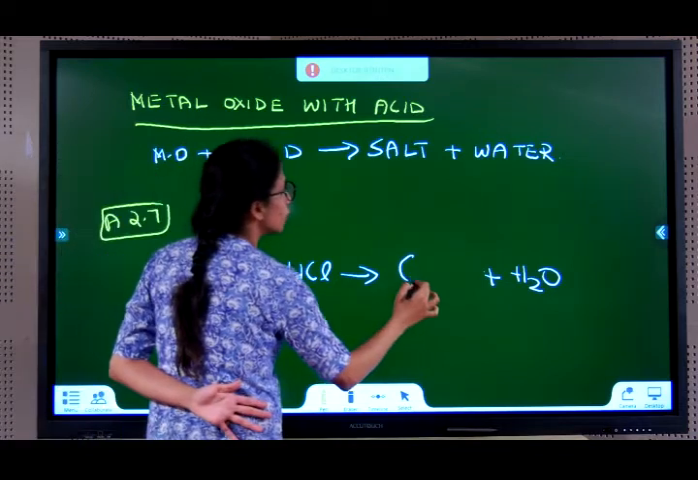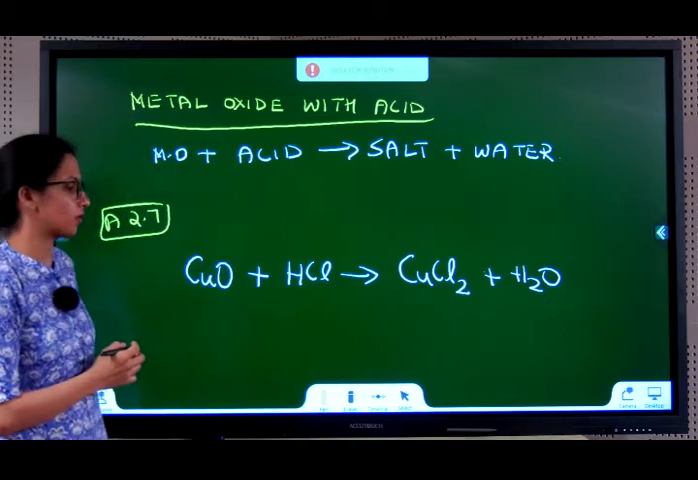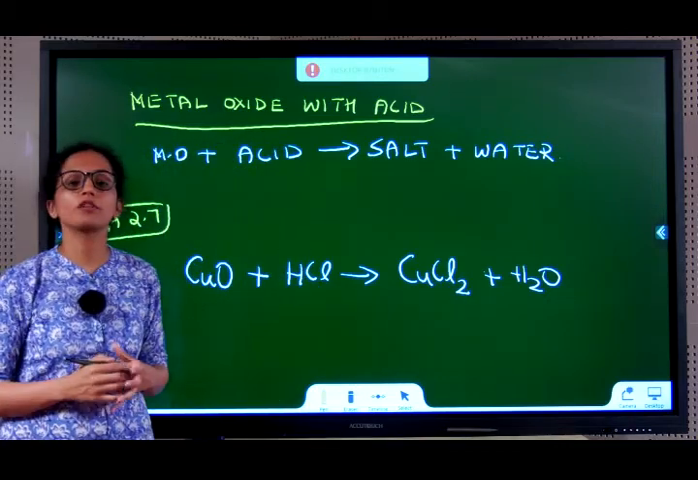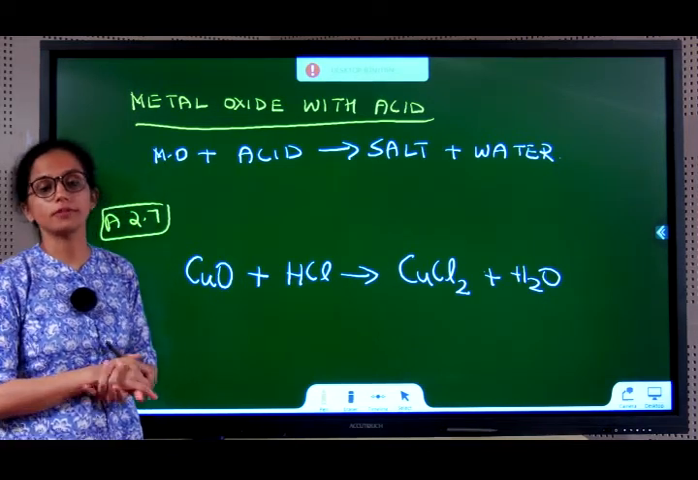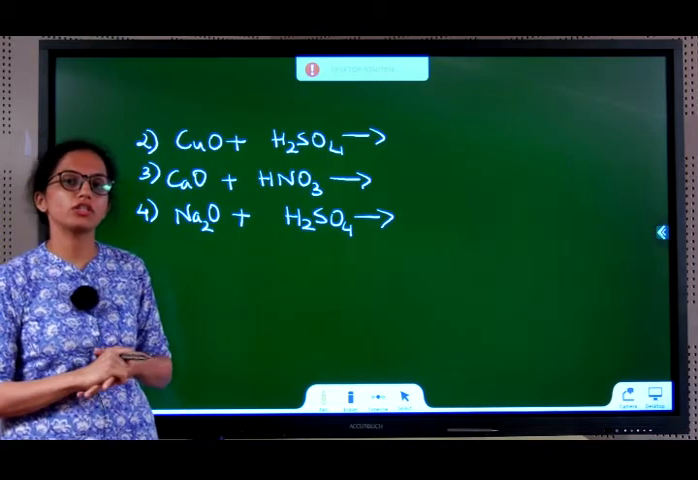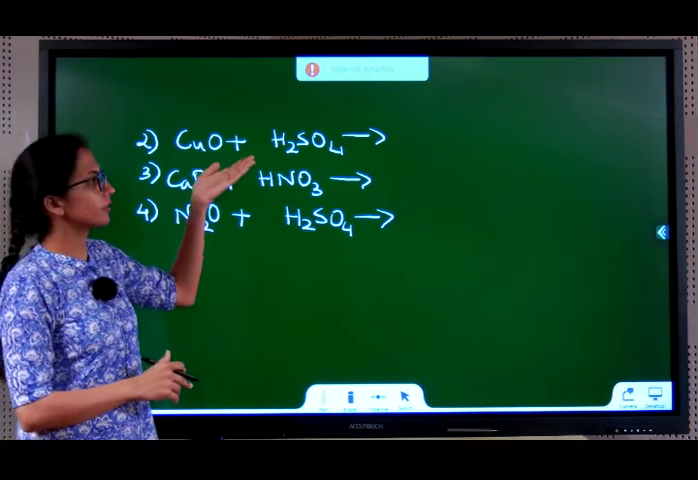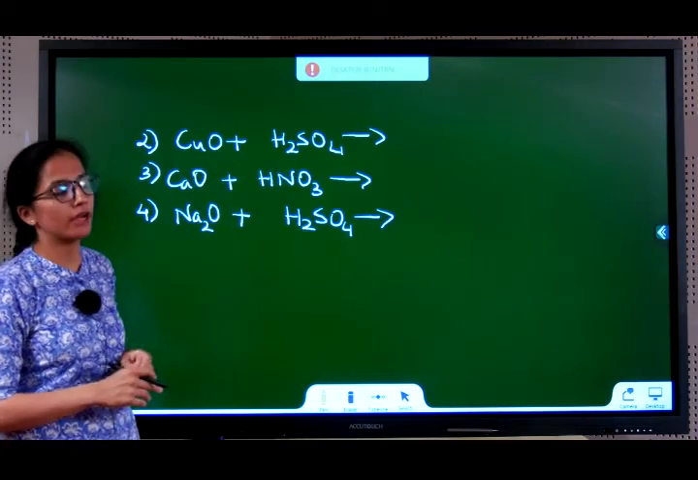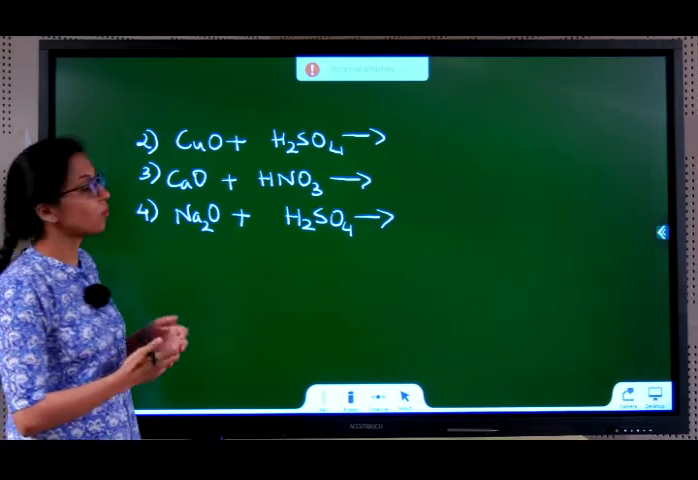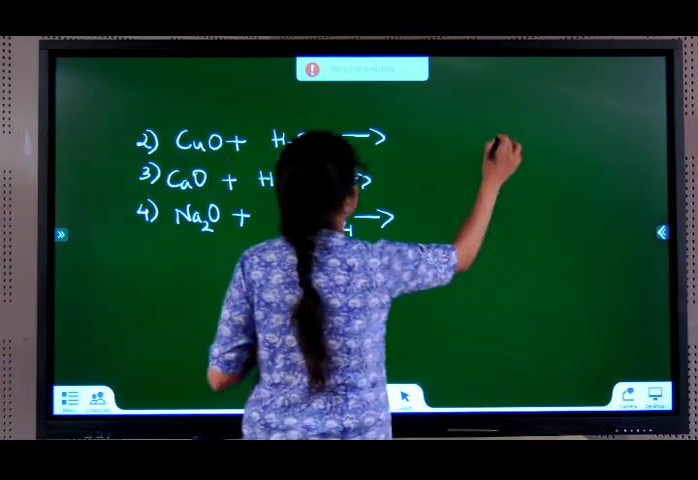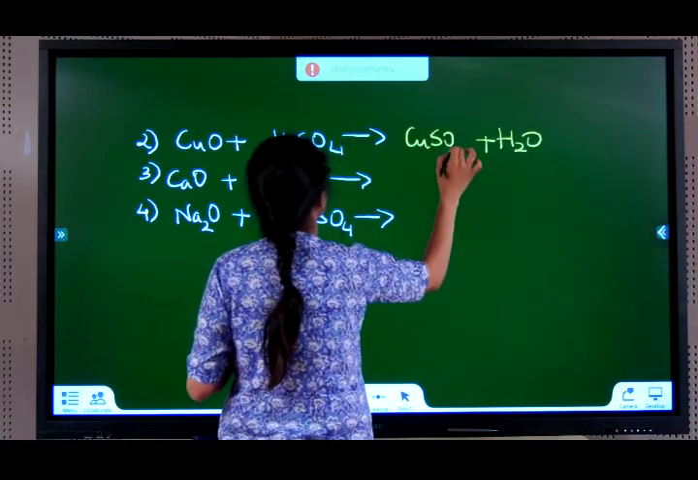Why? Due to the formation of copper chloride, or cupric chloride. So due to the formation of cupric chloride, we observe a bluish green solution formed. Looking at a few more reactions between metal oxides and acids. When copper oxide, cupric oxide, reacts with hydrogen sulfate, or what is that? Sulfuric acid, what do we observe? We observe water coming out as a product, and the other one is copper sulfate.